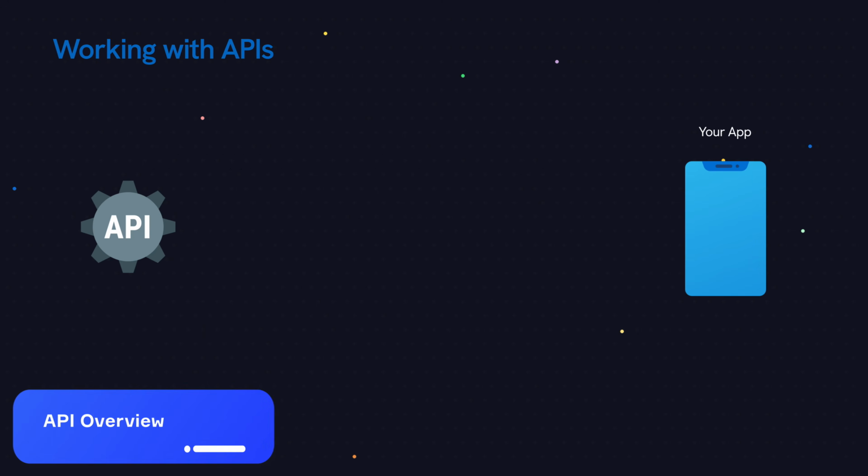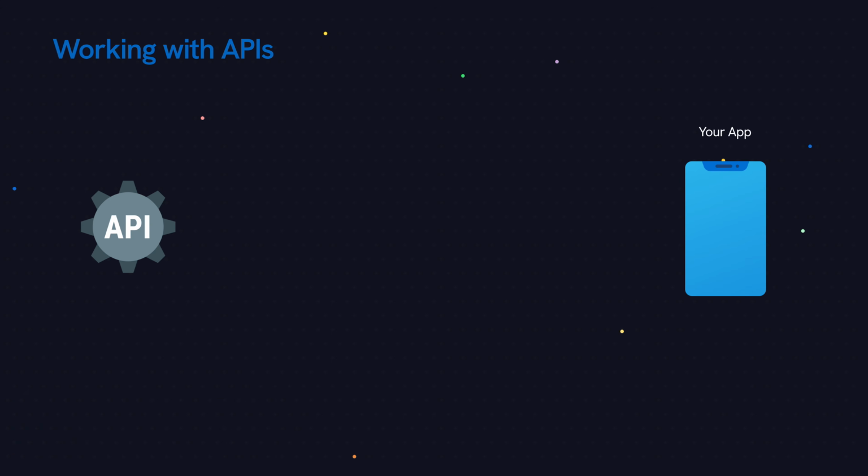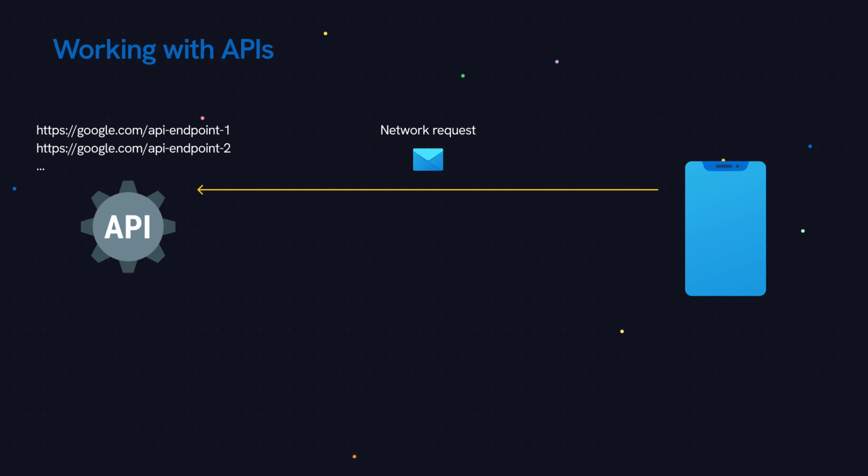Okay, so let's do a quick little overview of how this all works in case you're new to working with APIs. And if you have used APIs before, then this will just be a little review for you. Now, an API is an interface that you can connect to send and receive data. To put it in simpler terms, you can think of an API as a collection of URLs that your app can access to retrieve data or to send data.